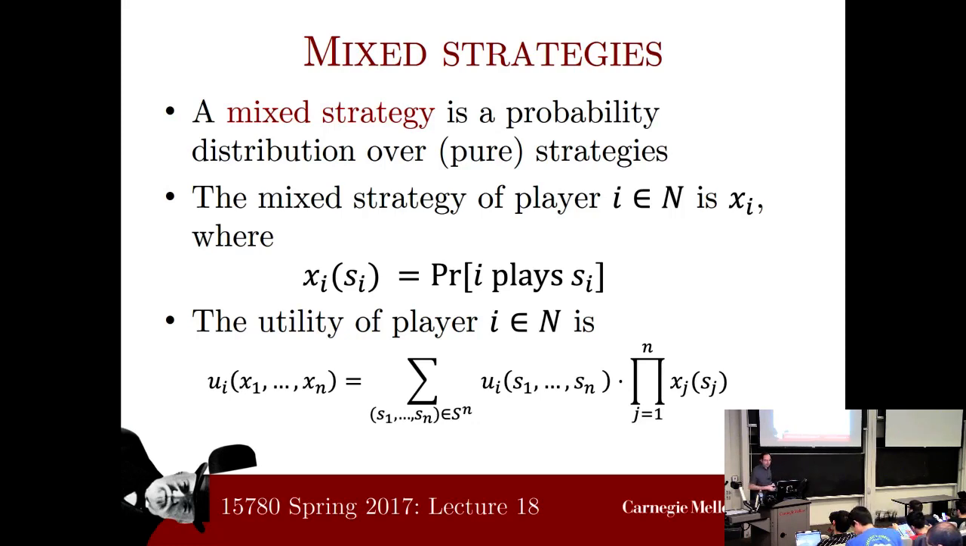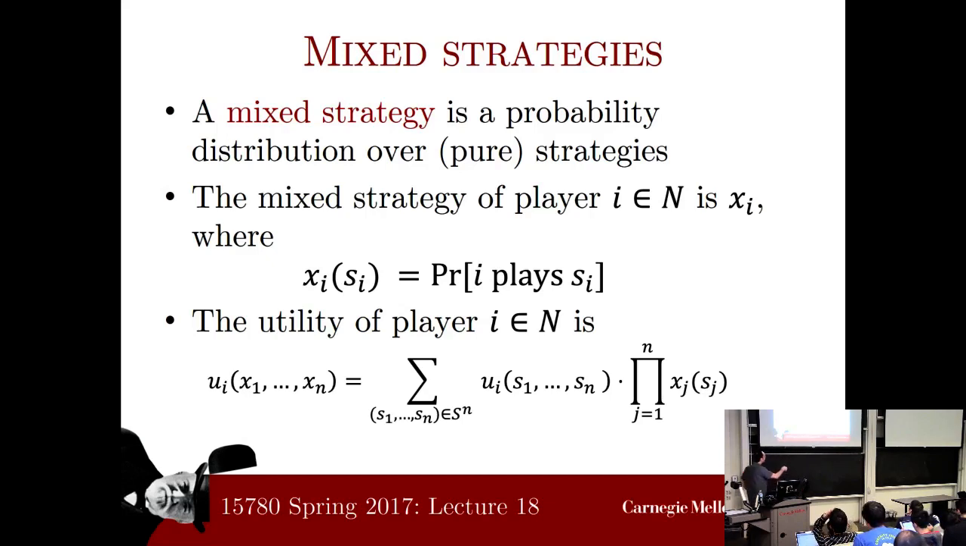And the utility of player i, so we're just going to redefine the notion of utility. Before, we said we have a utility function u_i that takes as input strategies and outputs the utility of player i for that profile. So now I'm just going to overload the notation u_i, but now it can get as input mixed strategies, x_1 to x_n, so these are probability distributions. And the output is basically the expected utility of i based on these probabilities and the utility function u_i. Okay?